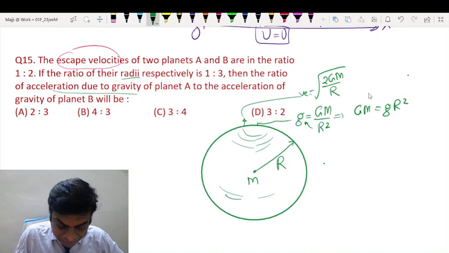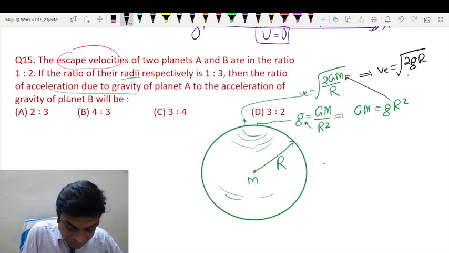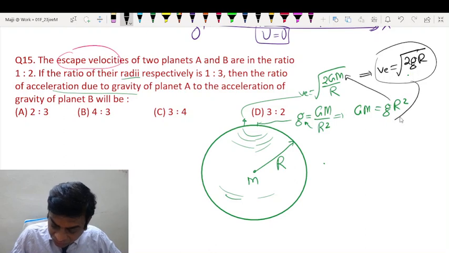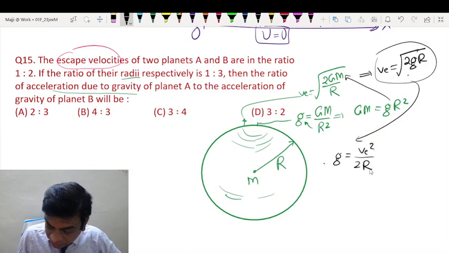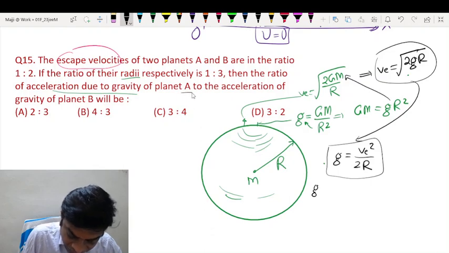We can replace this. So substituting this, we can write Ve, that is escape velocity, is under root 2 g r. Now since we have to find the ratio of acceleration due to gravity, let us calculate acceleration due to gravity from here. Squaring both sides, you can see acceleration due to gravity is Ve square by 2r. So this is the formula which will be used. So the required ratio, the ratio of acceleration due to gravity of A to B.